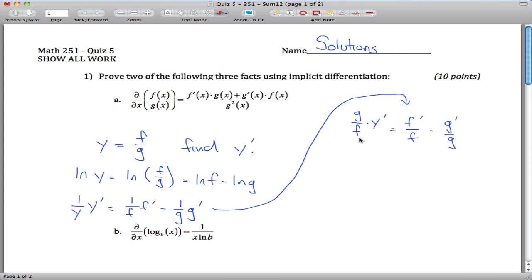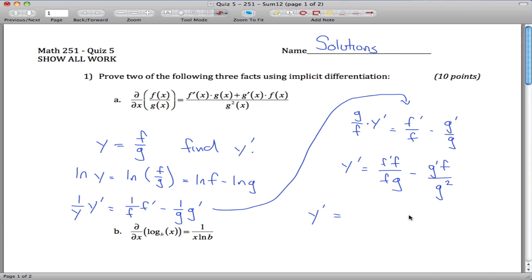But the advantage of doing that is we're now pretty close to having the quotient rule, what we need. If you multiply both sides of this equation by f divided by g, we'll end up with just a y prime on the left. We're multiplying by the reciprocal. And we'll be left with f prime f over f g, because we multiplied this by f over g, minus, I guess g prime f to keep it consistent, g prime f over g times g squared.